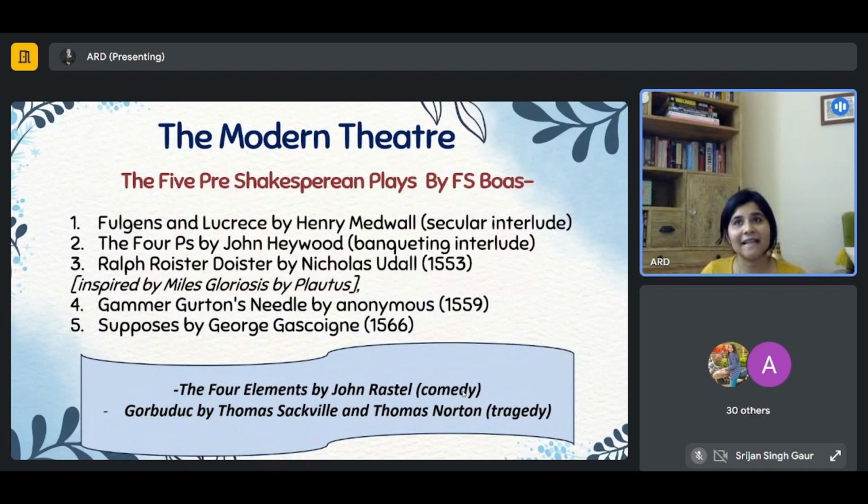So Plautus and Terence were the two Greco-Roman comic playwrights who highly influenced the Elizabethan theatre, along with Seneca. Seneca used to write revenge tragedies. So these 3 playwrights, Plautus, Terence, and Seneca, these were the influences. You guys might already have an idea about this. Okay, Gammer Gurton's Needle, we don't know the author. And then Supposes is by George Gascoigne.